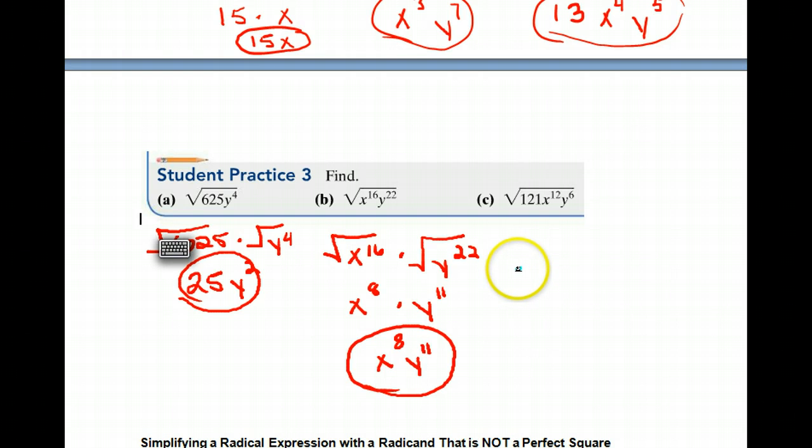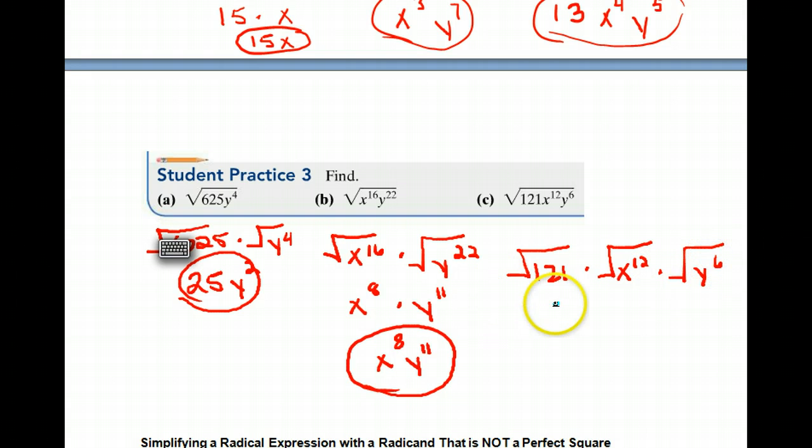Lastly, for letter C, we're going to split that into the square root of 121 times the square root of x to the 12th times the square root of y to the 6th. So then we're going to evaluate, and we have 11 x to the 6th y cubed.